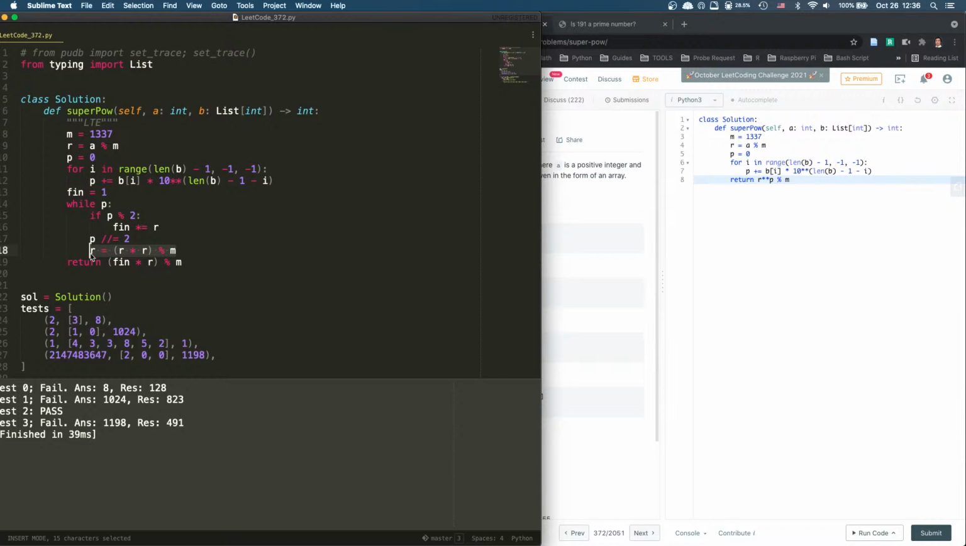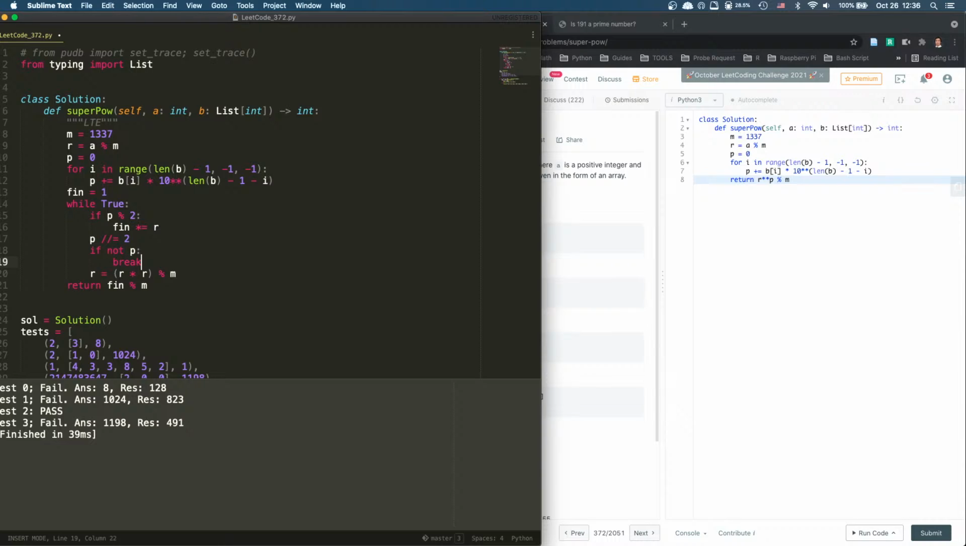Okay. And I pretty much, because eventually we'll go down to 1 anyway. So this should be just fin. So for 1, this should just be fin. And how about we just go while true, right? And we check here. We say if not P, then we break. There we go. Look at this. This one works.